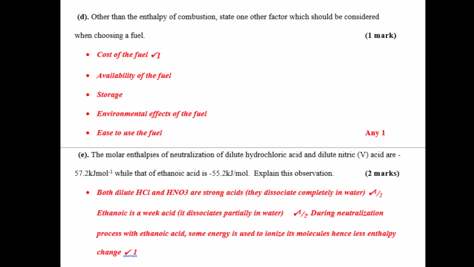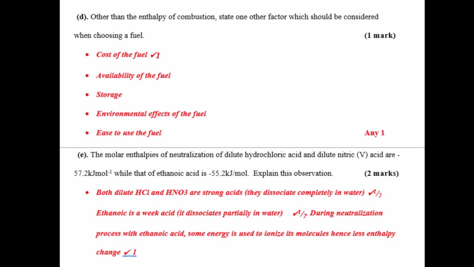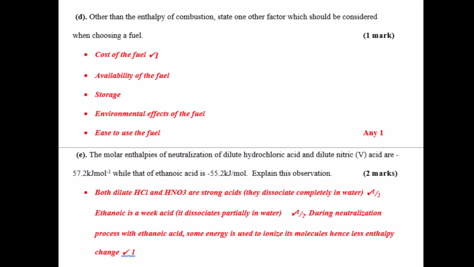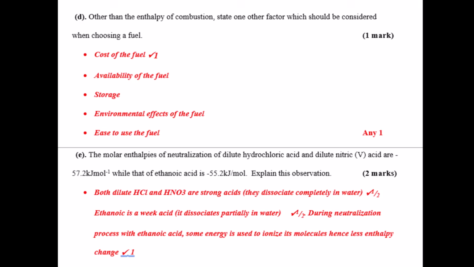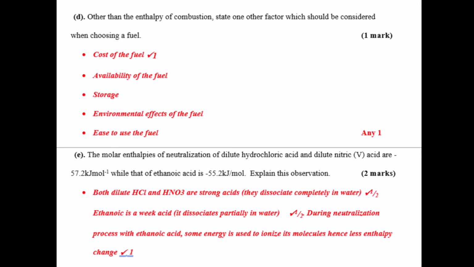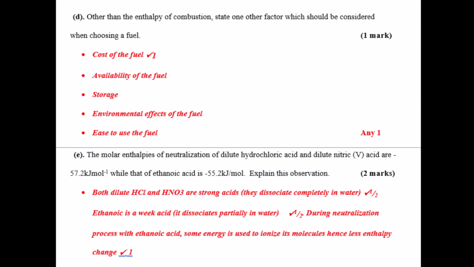If you do enthalpy of neutralization using these 2 acids, the enthalpy change will be negative 57.2 kilojoules per mole. But in case you're using ethanoic acid, that enthalpy change drops to 55.2. You're supposed to explain what exactly is happening. The two acids are very strong, so they dissociate completely in water. But ethanoic acid is a weak acid that will partially dissociate, or ionize, in water.